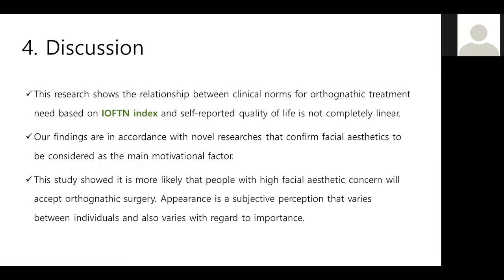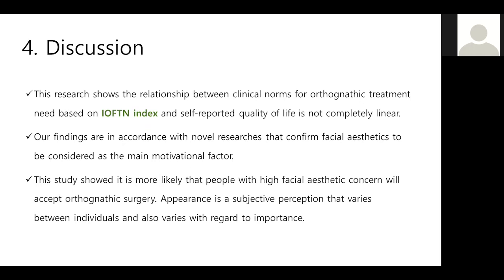Discussion. Current research demonstrated that patients with pronounced skeletal malocclusions had all of their quality of life domains altered. This research shows the relationship between clinical norms for orthognathic treatment need based on the IOFTN index and self-reported quality of life is not completely linear. It seems that the boundary is IOFTN grade 4, and that higher grades mostly induce significantly higher awareness of facial deformity, aesthetic concern, disturbed social interactions, and more functional limitations than lower grades. Differences among lower grades are minor.